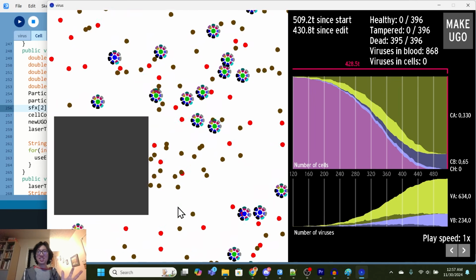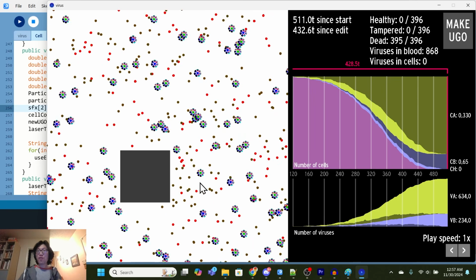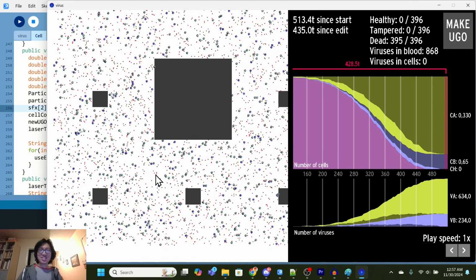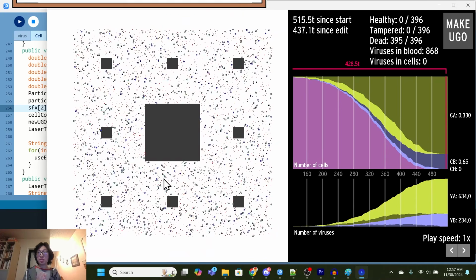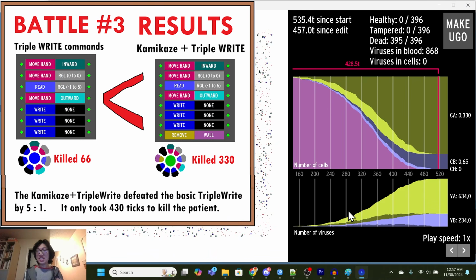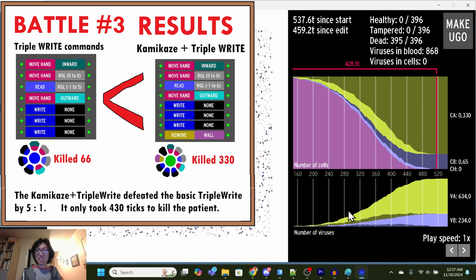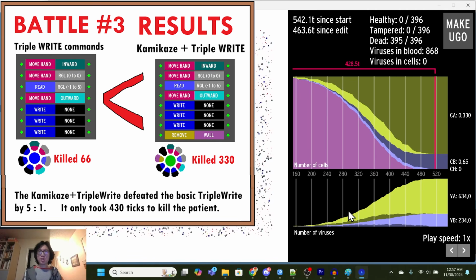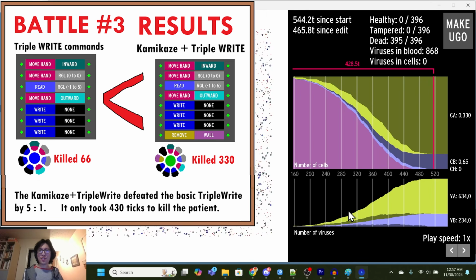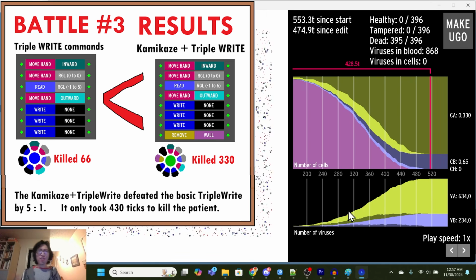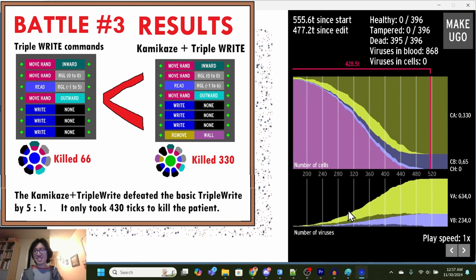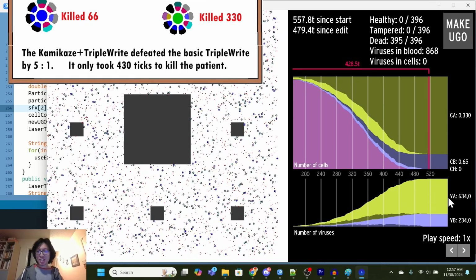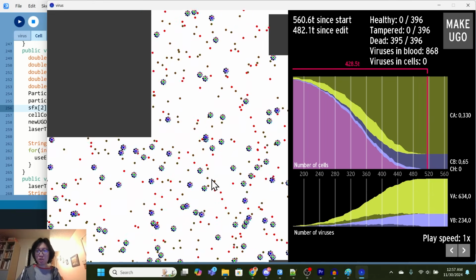And we are done. This time, it only took 428 ticks to kill off the entire population, which is a record low. And in the end, the green disease killed off 330 cells, which is exactly 5/3 or 83% of the whole population, whereas the blue disease killed off only 65 or 17%. This ratio, 5 to 6, is a little more equal than last time, and it's even more equal when you look at the cytoplasm numbers, 634 to 234.